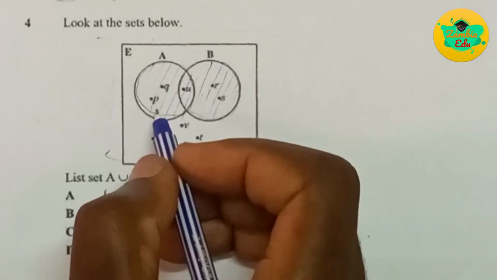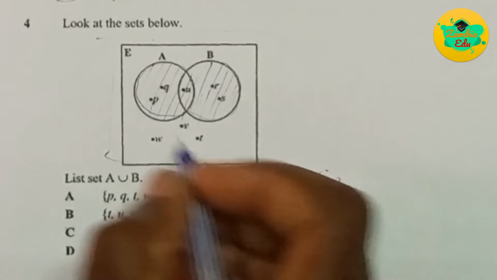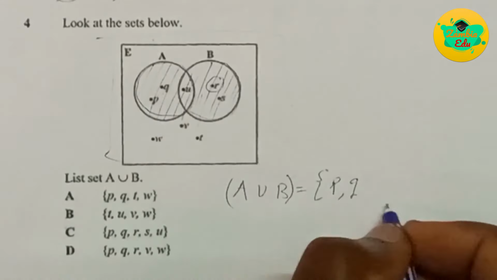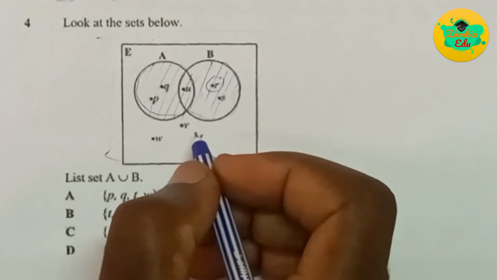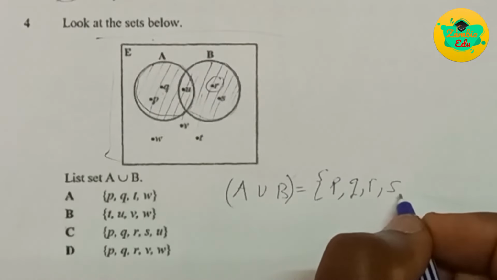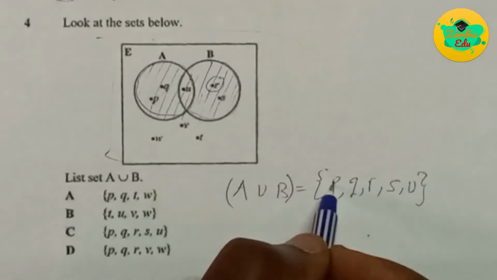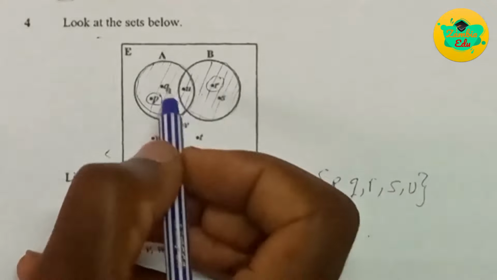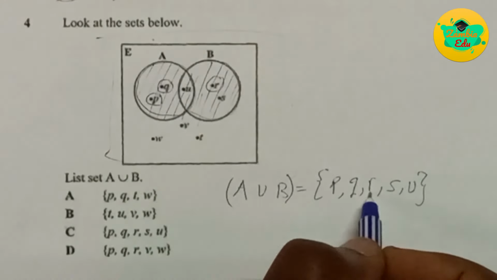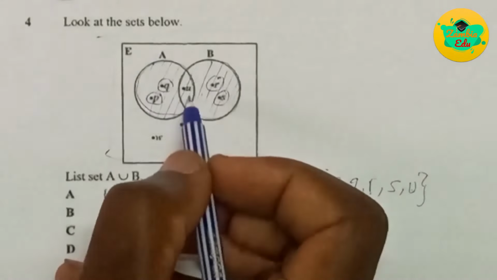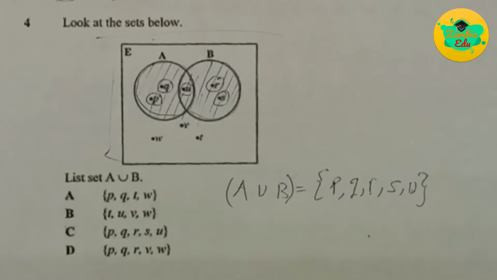We have P, Q, R, S, U. So P, we have P there, Q, we have Q there, R, we have R there, S, we have S there, U, we have U there. So that is the set representing A union B.